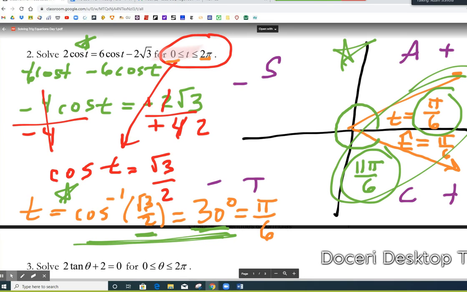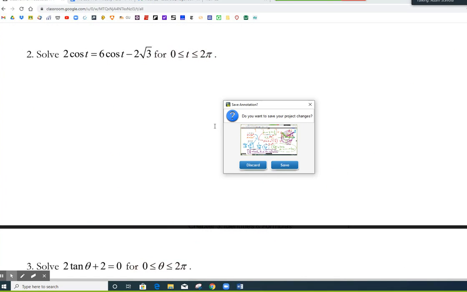And you always want to answer in radians if it says t is between 0 and 2 pi. So the next one will also be answered in radians. If it said t is between 0 and 360, then we would answer in degrees.